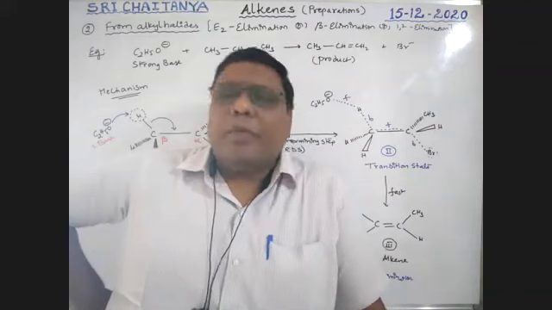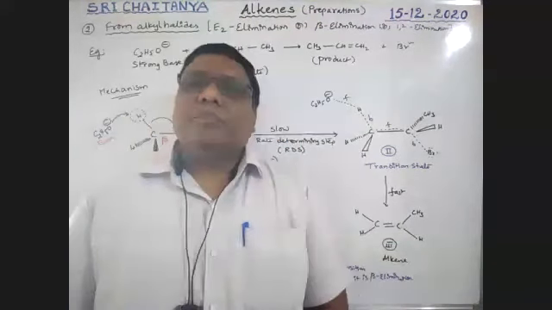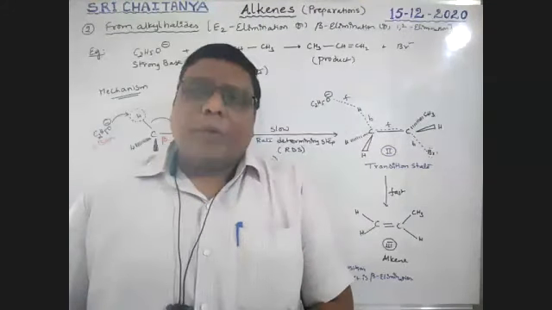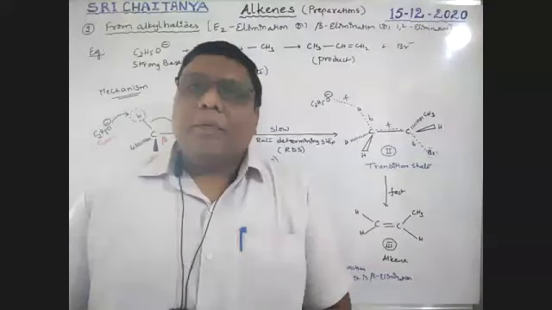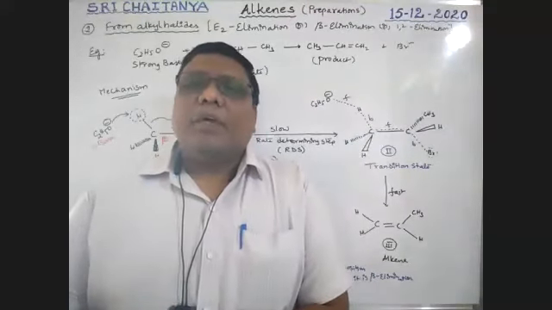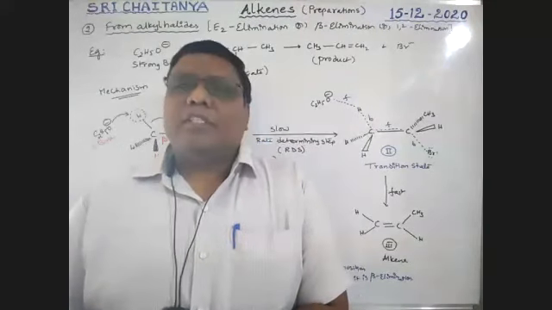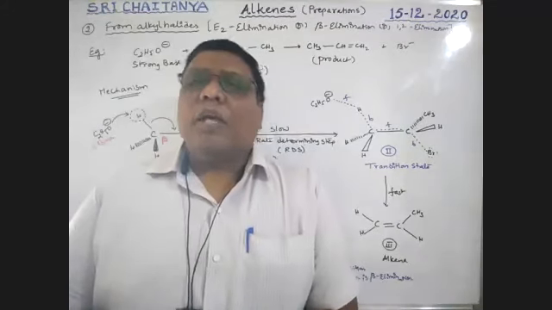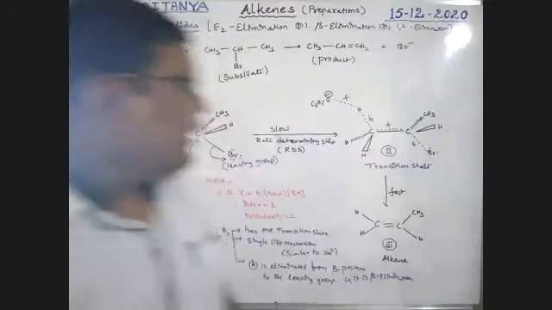Now the second preparation method is from alkyl halides. So how to prepare these alkenes? See here, boys. Here beta elimination, nothing but E2 elimination, is taking place. 1,2 elimination takes place. E2 means bimolecular elimination reaction.